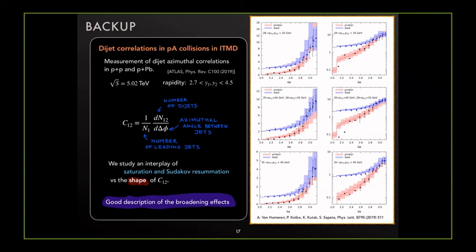I can follow up a little bit on this comment. We did a study for pA, for dijet production in pA, and we tried to compare it with the ATLAS data, but we just studied the shape, because it wasn't really a measurement of the cross section. So we arbitrarily shifted the shapes and calculated the same shapes from ITMD and with the Sudakov model. And we clearly saw that you have to include both the saturation. If, for instance, you use the linear gluon instead of the nonlinear, you would not get this nice description of the shapes of the data. And if you switched off Sudakov, it would be completely off.